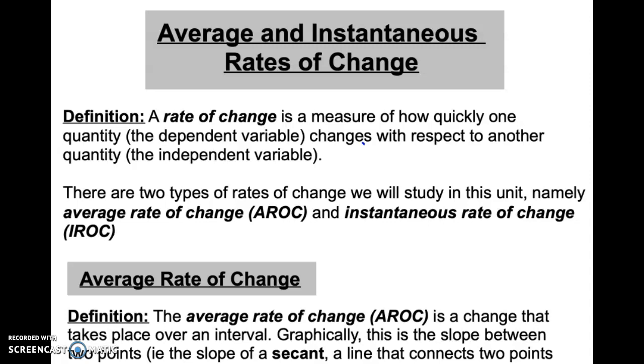So today we'll be talking about average and instantaneous rates of change. First, what is a rate of change? Its definition is a measure of how quickly one quantity, the dependent variable, changes with respect to another quantity, the independent variable. There are two types of rates of change that we're going to be studying, mainly the average rate of change, which is AROC, and the instantaneous rate of change, IROC.